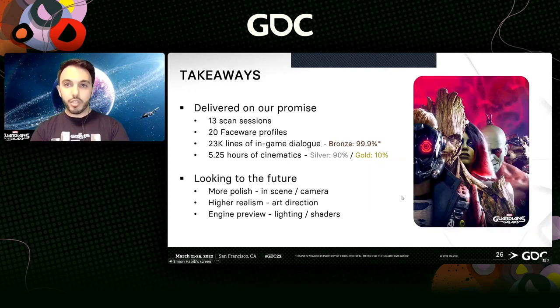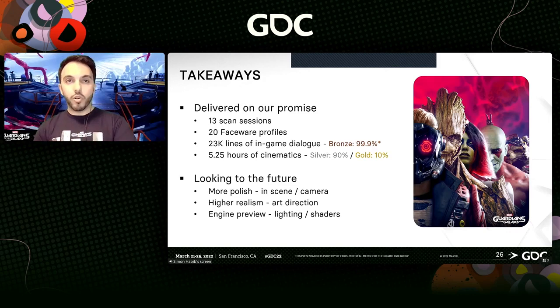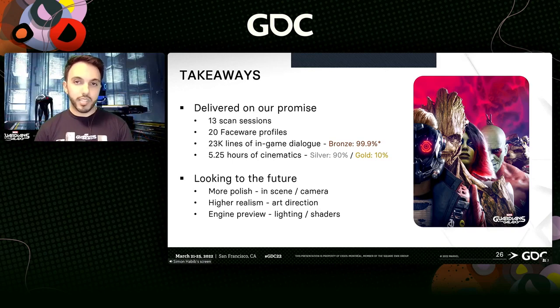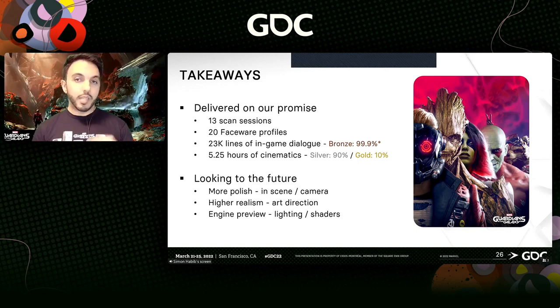So we're almost at the end of the presentation. I want to go over some takeaways from this production. I believe we delivered on our promise of shipping with quality and quantity. We had 13 scan sessions, so 13 models that came in as the basis for our characters, providing anatomically correct blend shapes. We created 20 unique Faceware profiles that could be used for batch processing. For the in-game dialogue, including combat, conversations, and locomotion, we had 23 lines of dialogue. Almost all of those were bronze animations. I didn't put 100% because some required some manual adjustments, but we were very close.